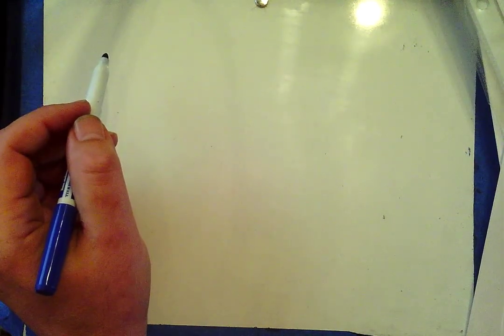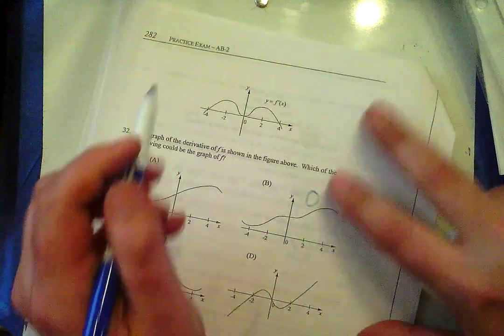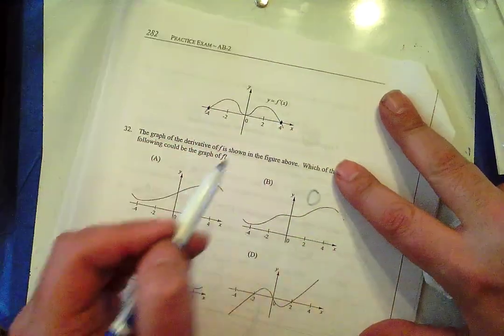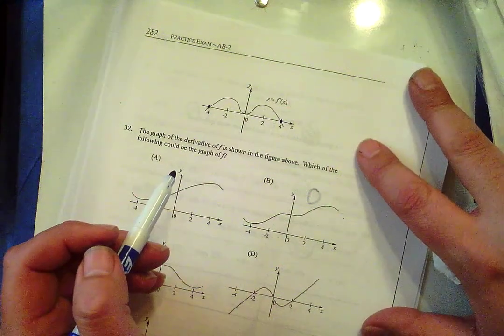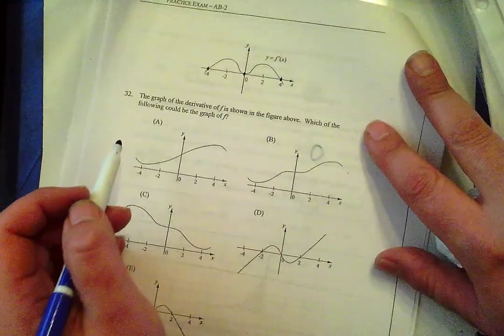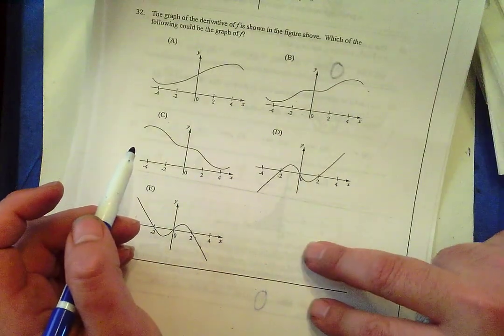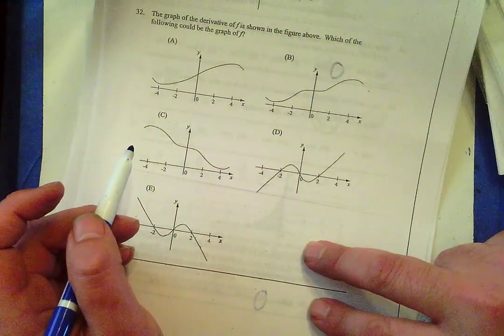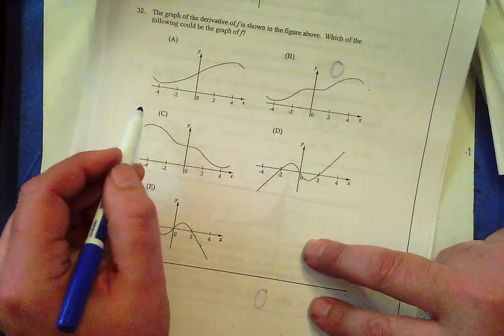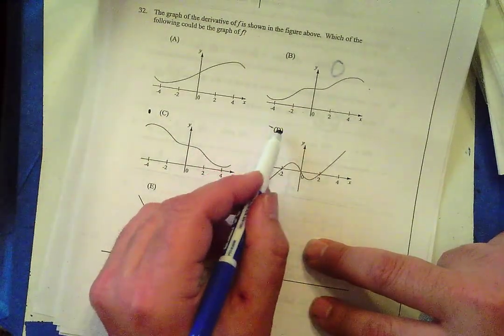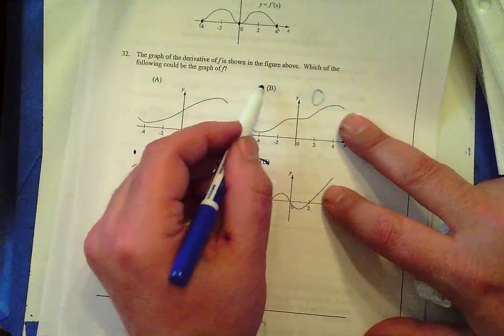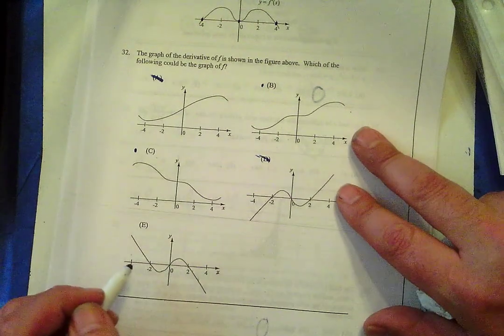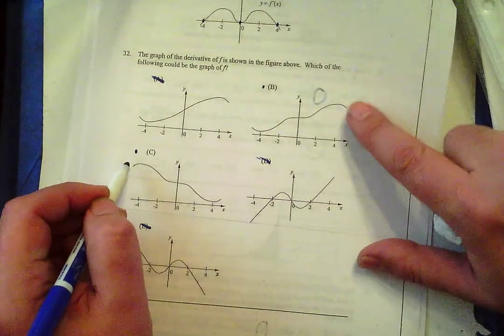Okay, 32. The graph of the derivative is shown above. Which of the following could be f? Well, when I look at this picture, I see f has 0 slopes at -4, 0, and 4. So where do I have 0 slopes at -4, 0, and 4? That happens here. That does not happen here. That might happen here. That does not happen here. 0 slope there, no. So I'm down to B and C.